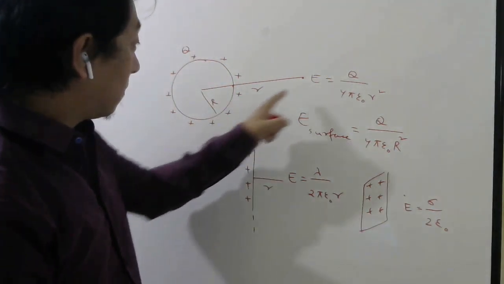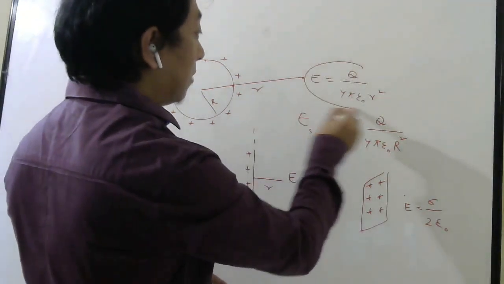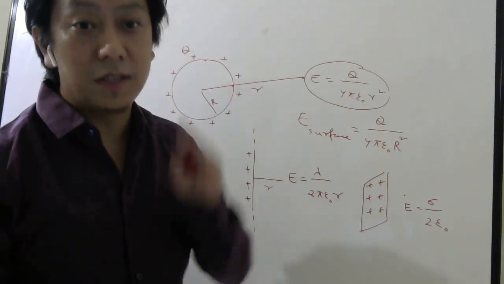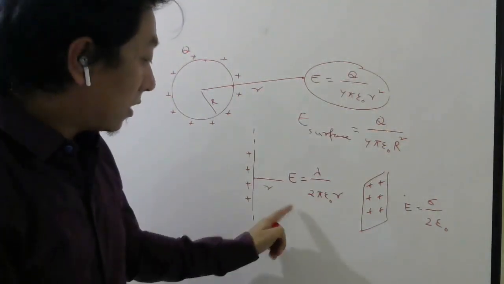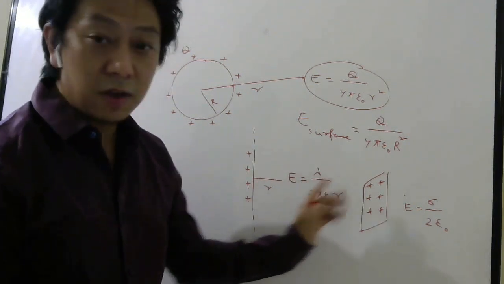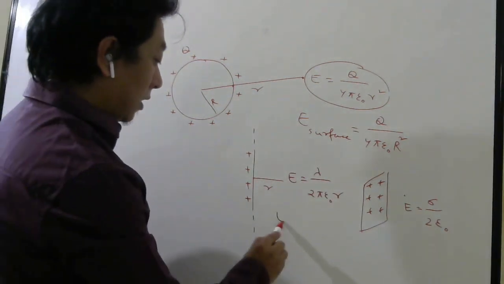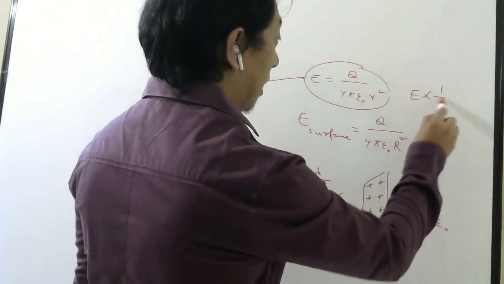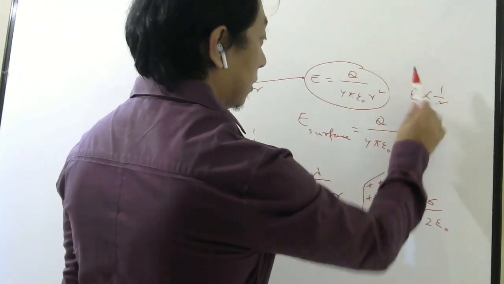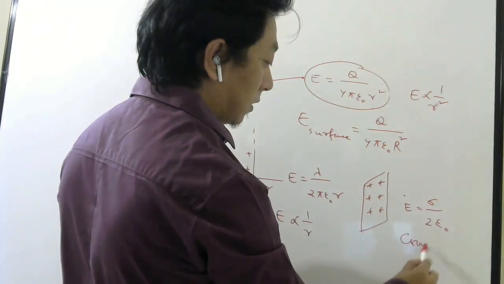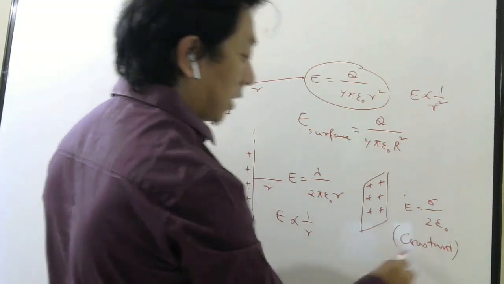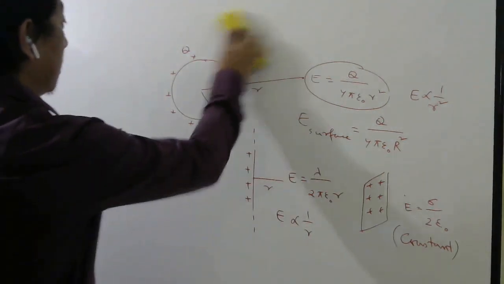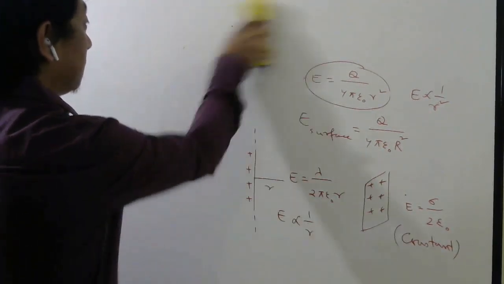If you look at the formulas, this is inversely proportional to distance square. So as you go away, electric field will decrease, because R will increase. Here as your R increases, here also electric field will decrease. But here it is inversely proportional to R. Here it is inversely proportional to R square. But here it is constant. So this is what kind of electric field? Uniform electric field.